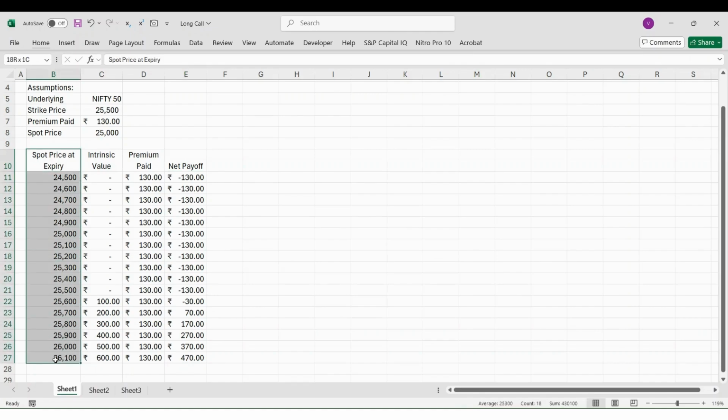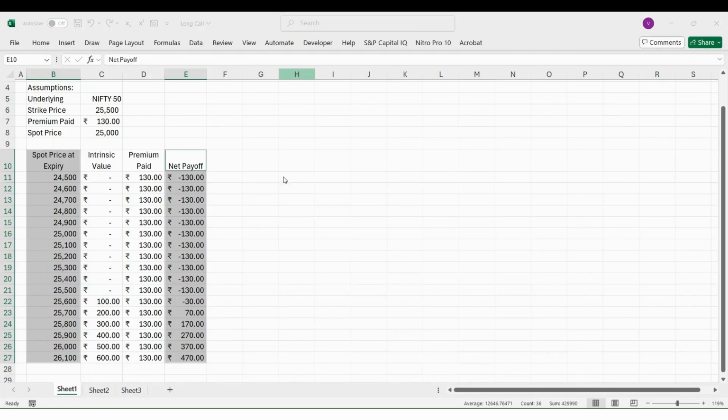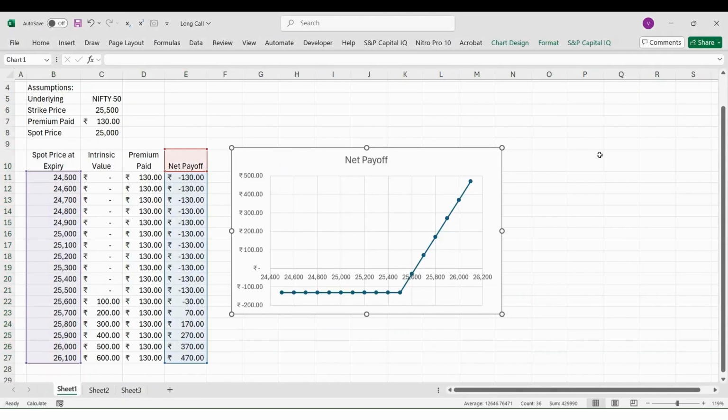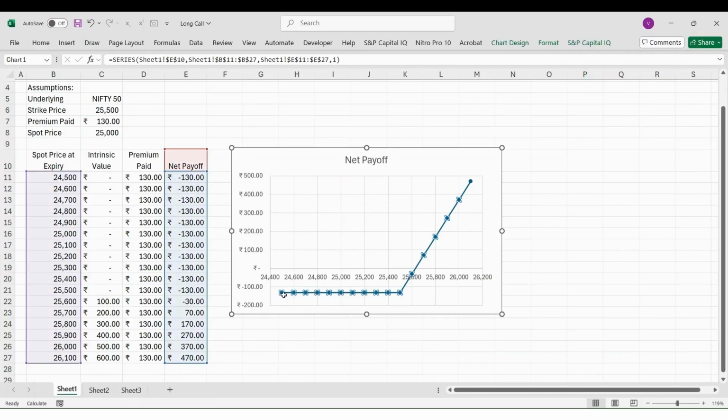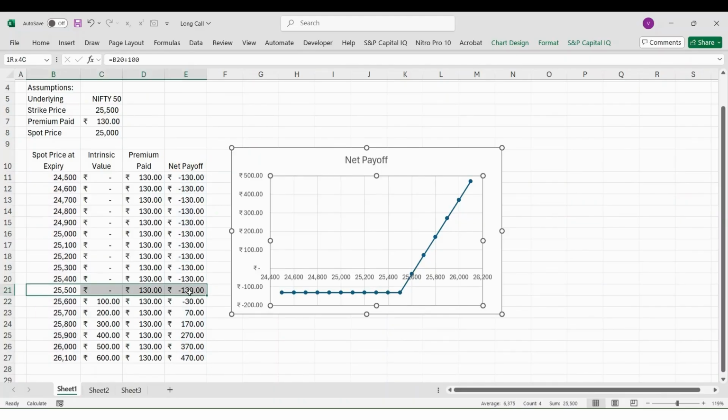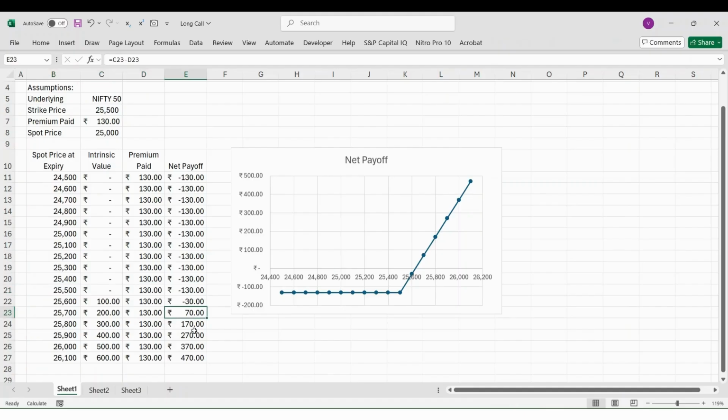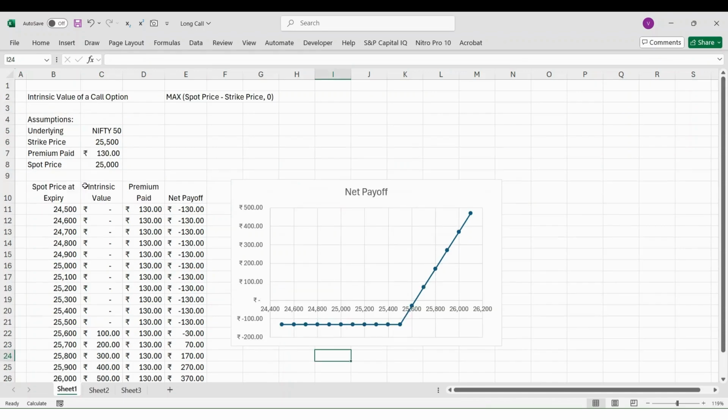How does this look on a graph? This is, I think, what some of you would have seen as part of your textbooks. A graph for a long call would look something like this. This is the payoff. And if you observe the payoff, you continue to make a loss of 130 bucks. You gradually start recovering your losses as Nifty crosses your strike price and goes on to make infinite profit for you on a long call. So modeling long calls is extremely easy. I think what you need to remember are four basic inputs that we have here: spot price at expiry, intrinsic value, premium paid, and net payoff.